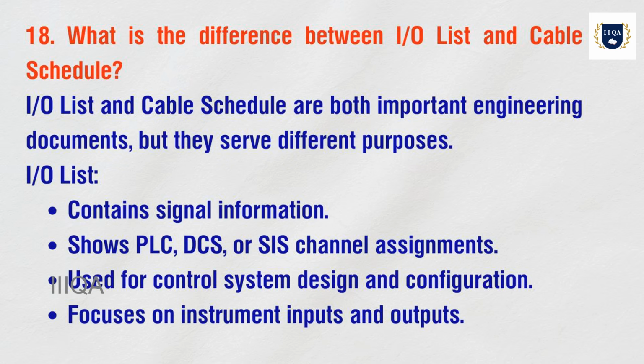What is the difference between I/O list and cable schedule? I/O list and cable schedule are both important engineering documents, but they serve different purposes. I/O list contains signal information. Shows PLC, DCS, or SIS channel assignments. Used for control system design and configuration. Focuses on instrument inputs and outputs.